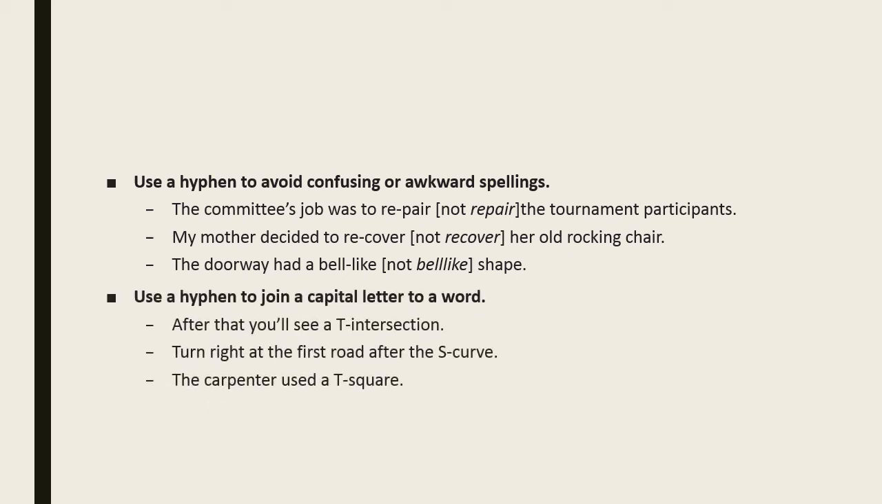We use a hyphen to join a capital letter to a word. After that, you will see a T-intersection. Turn right at the first road after the S-curve. The carpenter used a T-square. Now when we want to join a letter to a word to denote what it actually means, we use a hyphen.